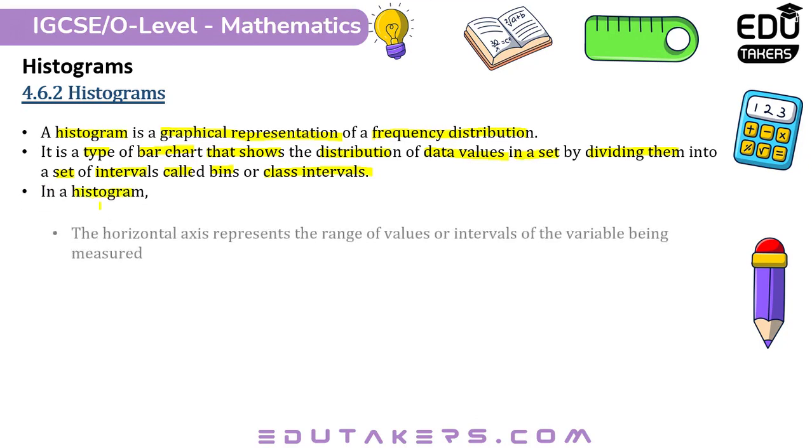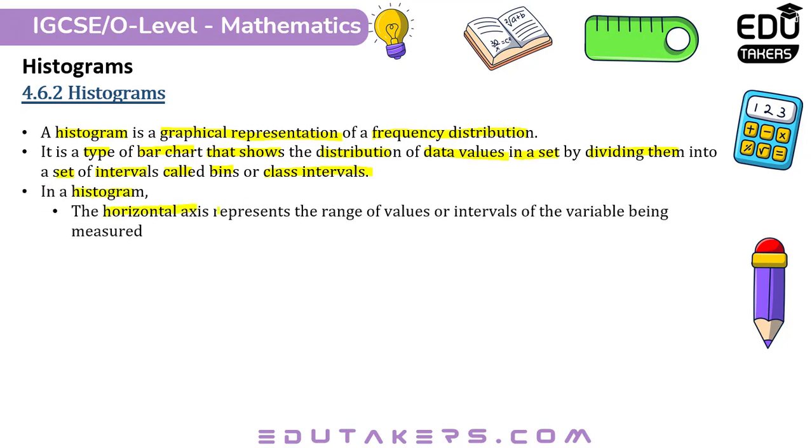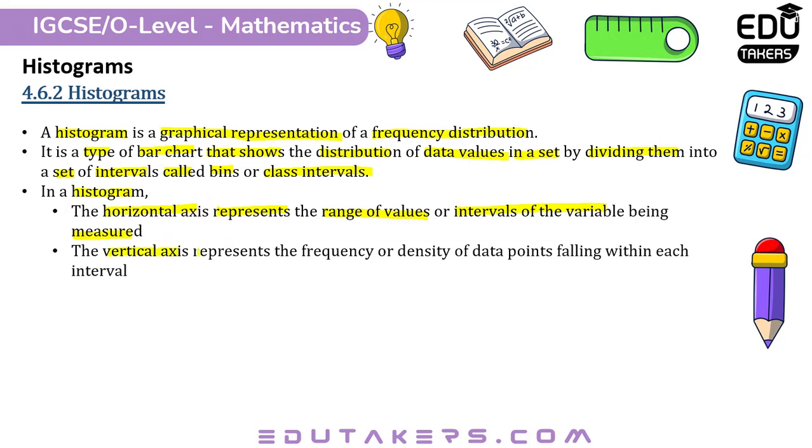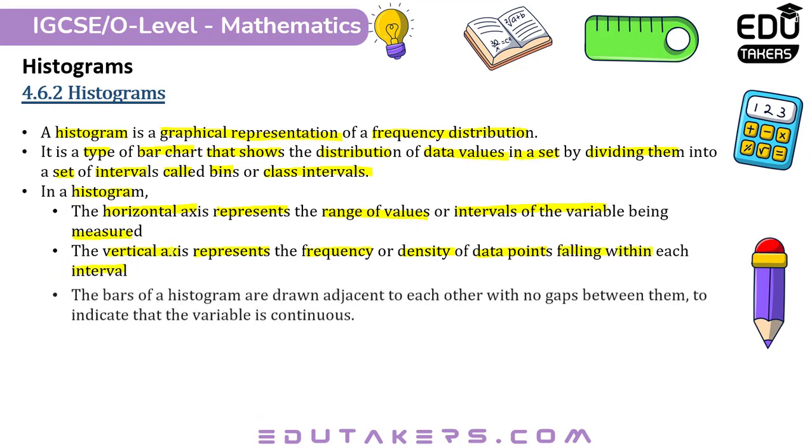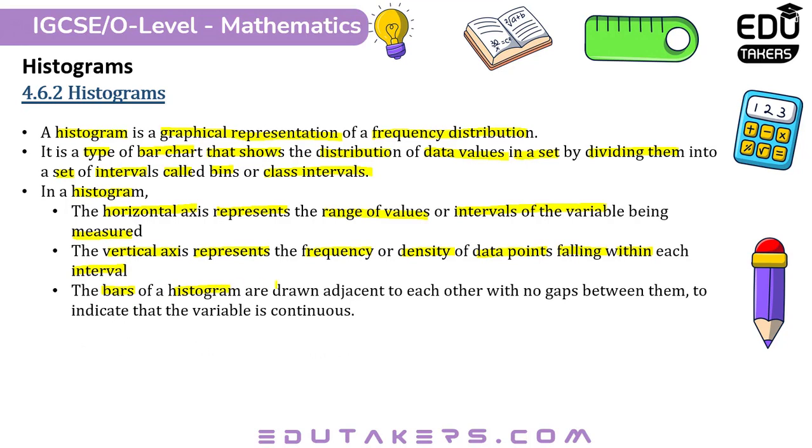In a histogram, the horizontal axis represents the range of values or intervals of the variables being measured. The vertical axis represents the frequency or density of data points falling within each interval. The bars of a histogram are drawn adjacent to each other with no gaps between them to indicate that the variable is continuous.